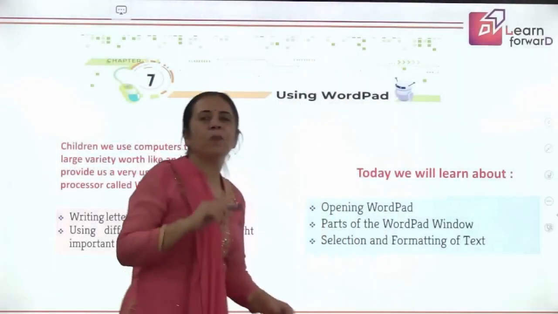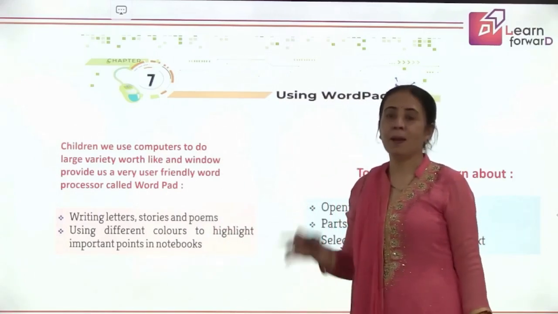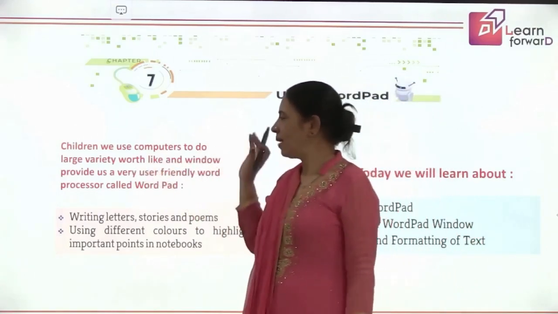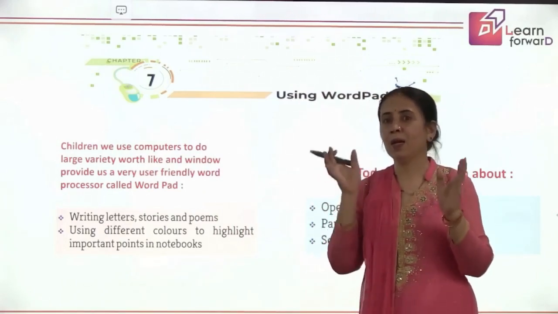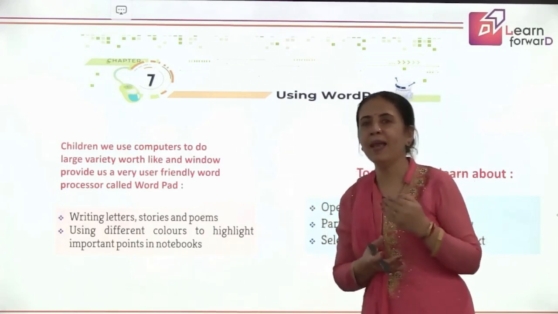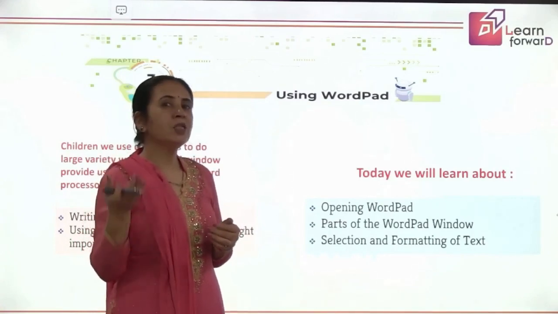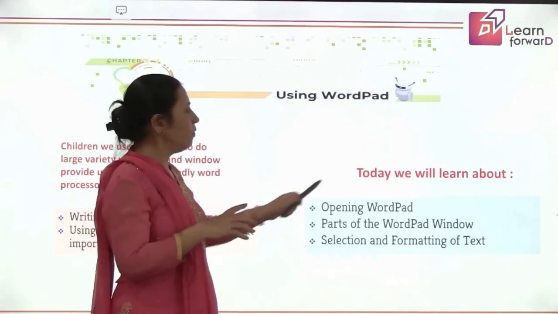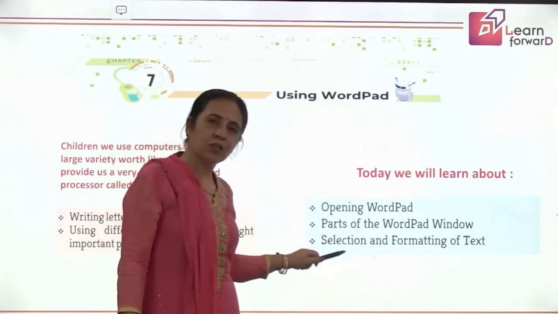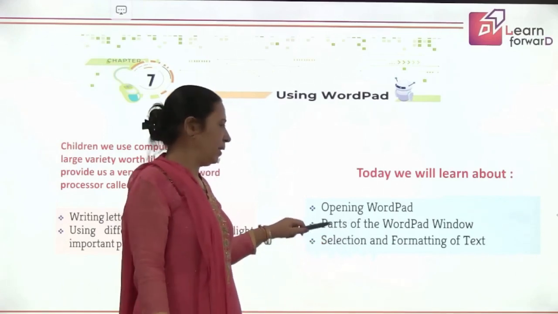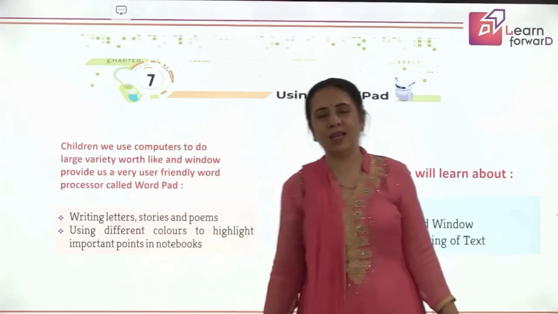Children, we normally use computers to do so many things. But sometimes when we want to do some writing, we require a WordPad. That means typing a document, typing some content, it can be your script, anything. And we do it using WordPad. So today we are going to learn how to use WordPad, the different parts of the WordPad window, and then selection and formatting of the text once the text is written in it.